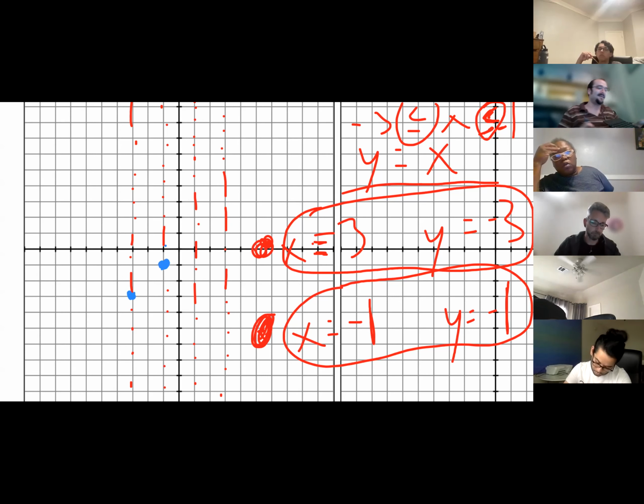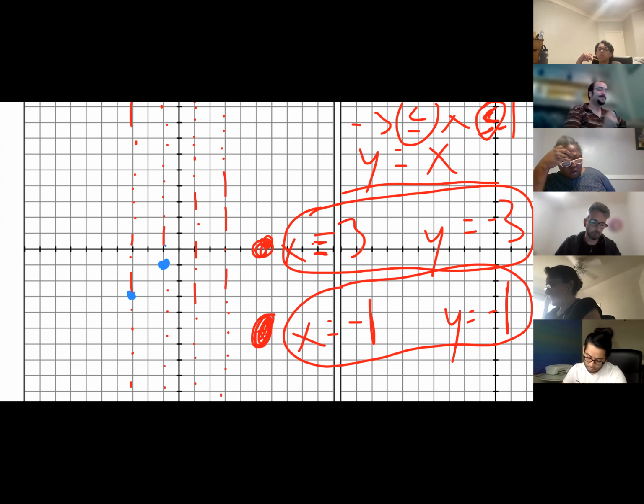Good call. What happened is I wrote down the problem incorrectly. But that domain absolutely says equal to. So it says x could be equal to -3, and x could be equal to -1, so they should both be solid points.